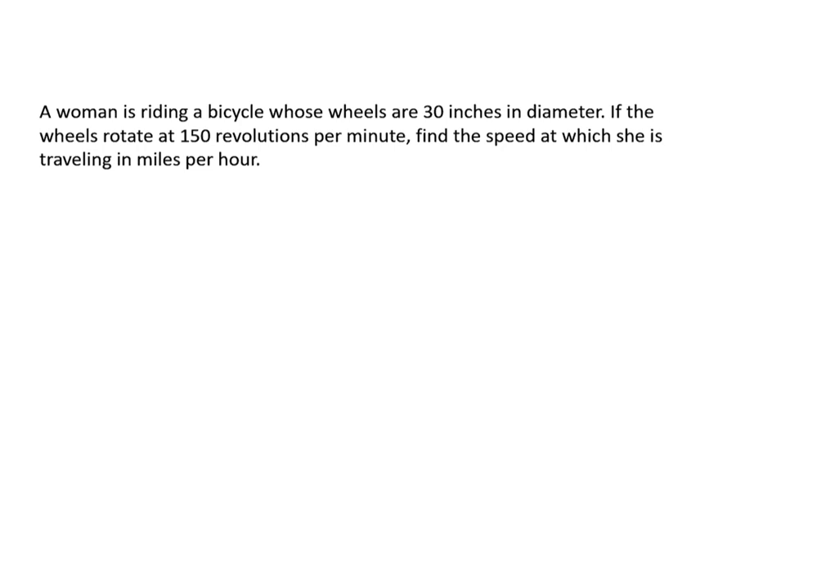Okay, a woman is riding a bicycle whose wheels are 30 inches in diameter. 30 inches is a number. The word diameter sticks out to me, so I'm going to circle those. If the wheels rotate at 150 revolutions per minute, find the speed at which she is traveling in miles per hour. So we are doing miles per hour.